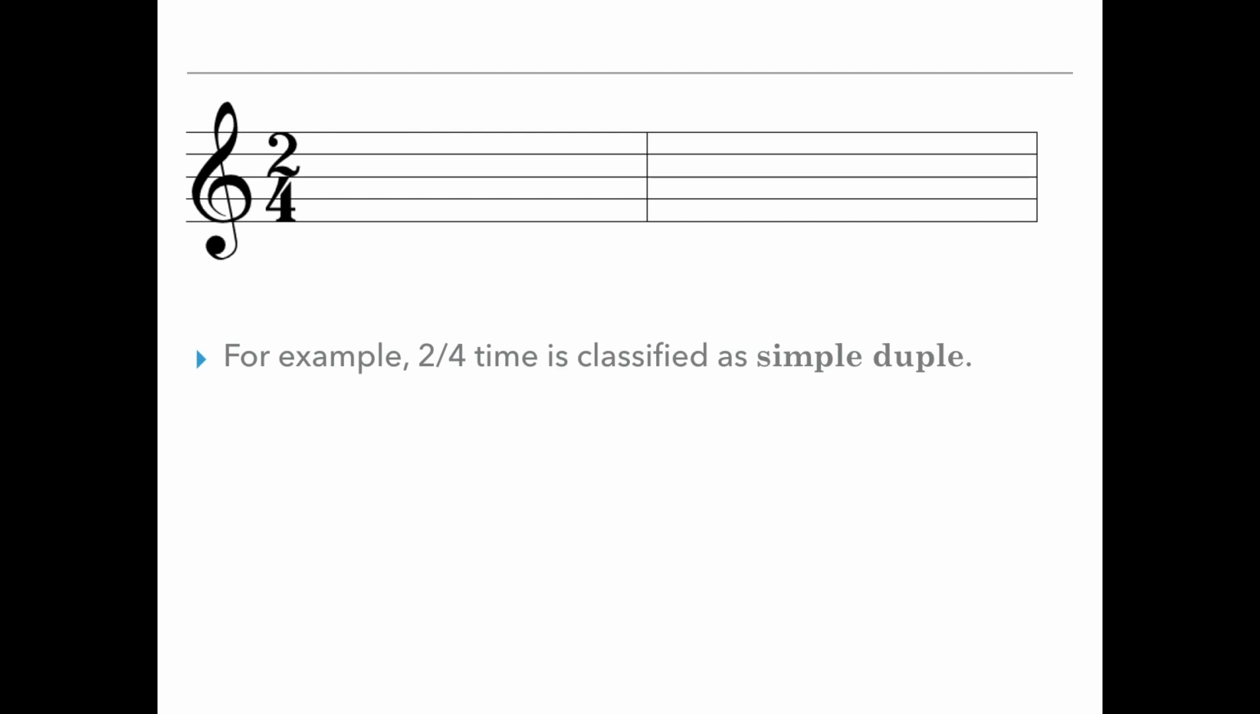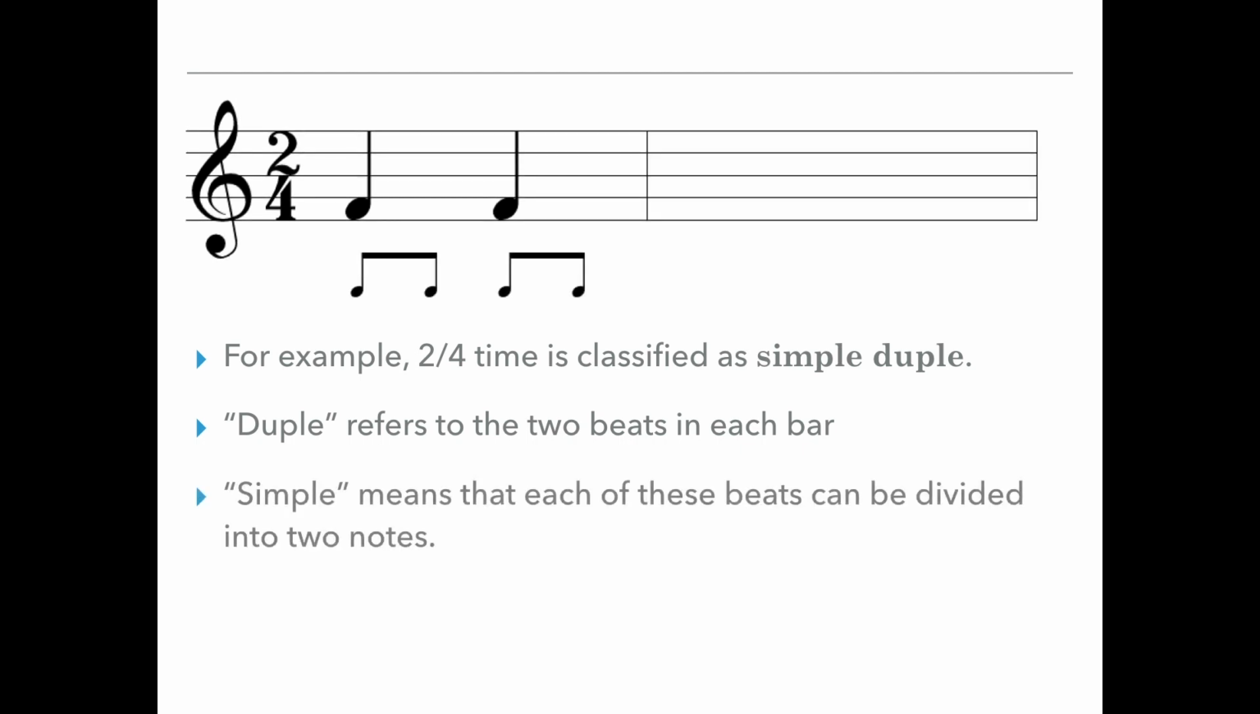So let's have a look at some examples. Here's 2/4. 2/4 is classified as simple duple time. 2/4 means 2 crotchet beats per bar. So here you can see the 2 crotchet beats. And so duple refers to the 2 beats in each bar. We said earlier duple means 2. So there's 2 beats in the bar. And then simple means that each of the beats can be divided into 2 equal notes. So here you can see each crotchet is divided into 2 quavers.